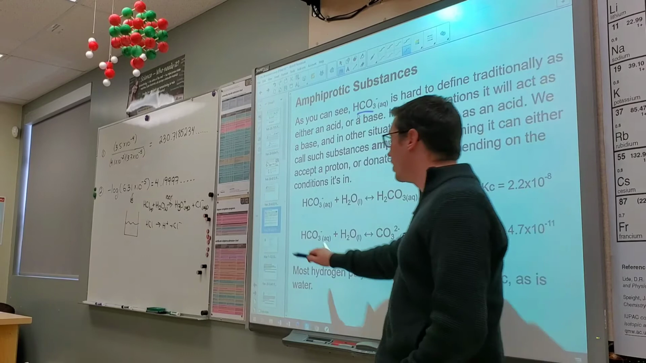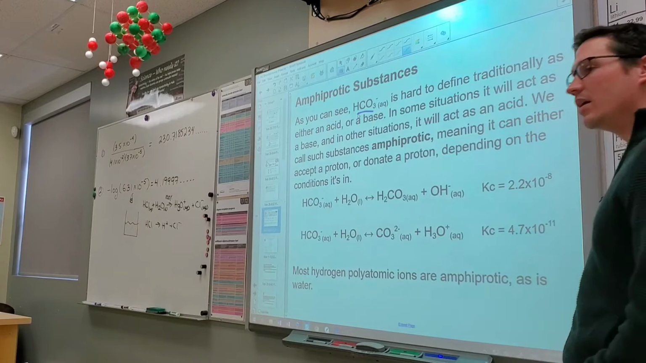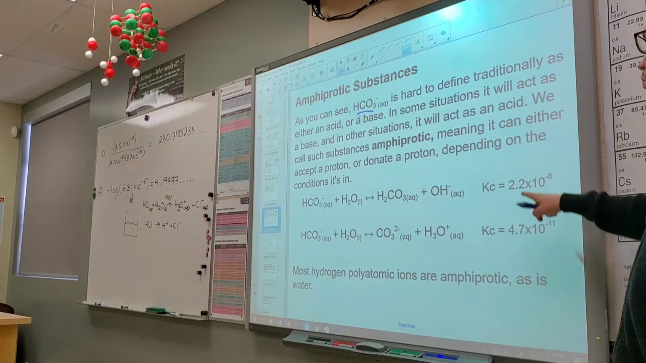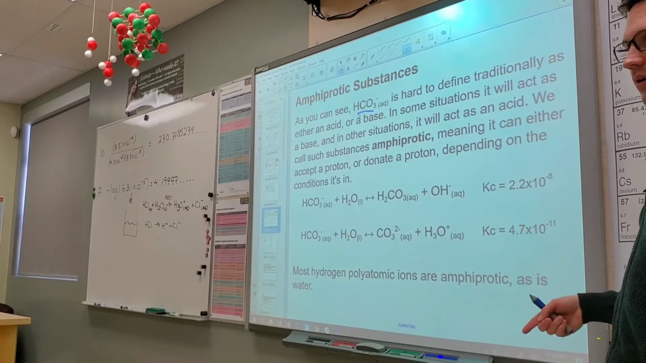Do you see how hydrogen carbonate could also donate a proton to water and make hydronium? Is this products favored or reactants favored? Yeah. Reactants favored. Okay, so this is like a big leap for some people. Which one of these reactions is more likely to occur in water? The top one or the bottom one?